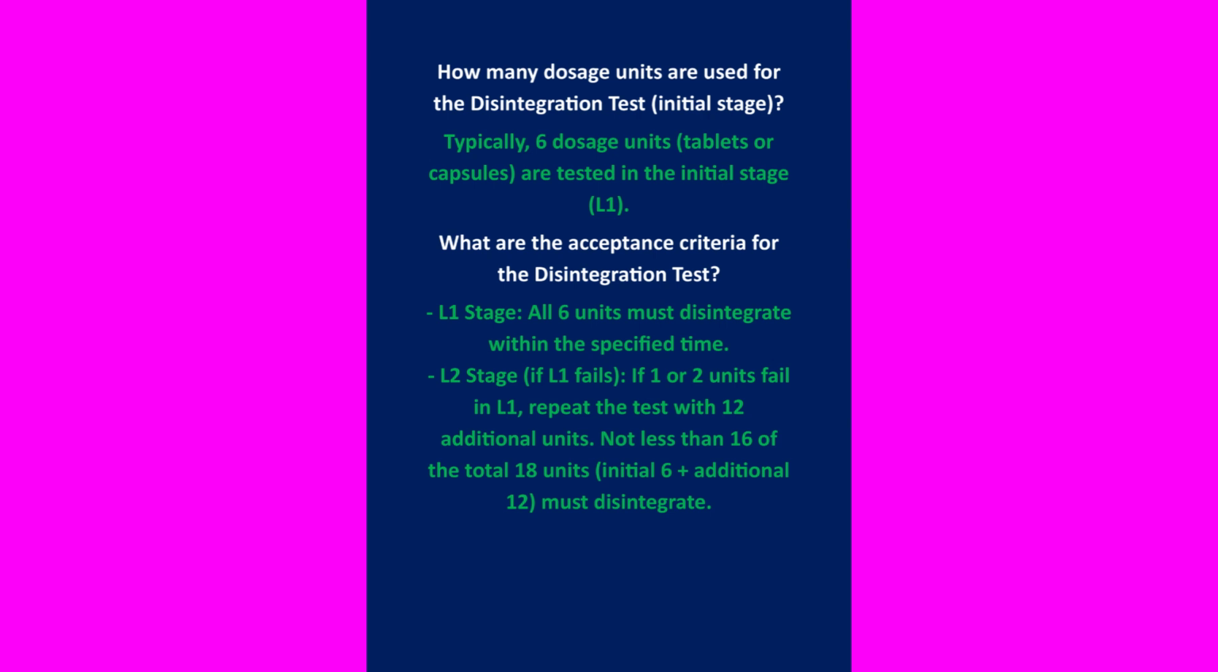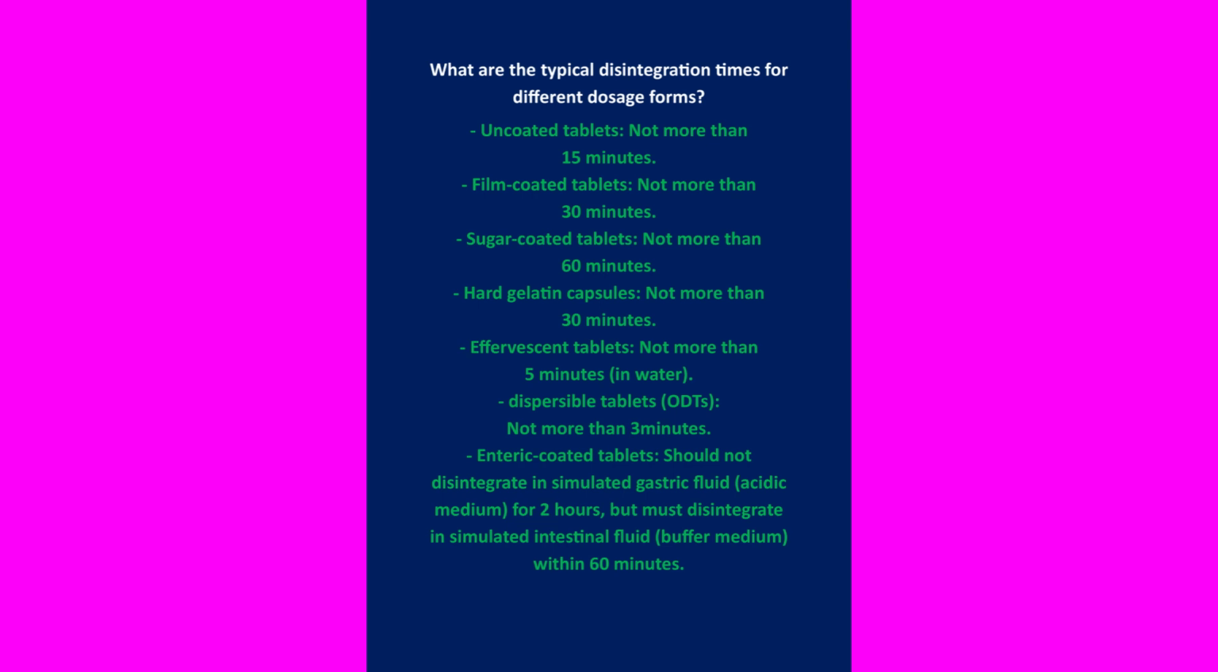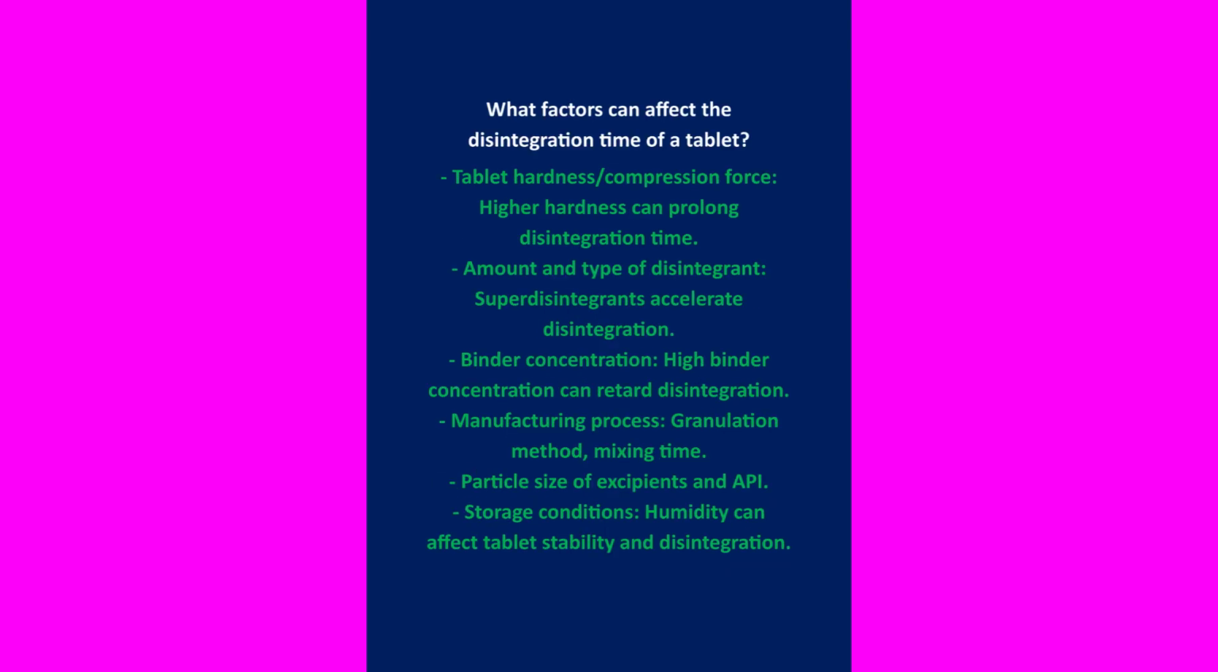How many dosage units are used for the disintegration test? Typically 6 dosage units, tablets or capsules, are tested in the initial stage, which we call L1. What are the acceptance criteria for the disintegration test? L1 stage: all 6 units must disintegrate within the specified time. L2 stage: if L1 fails, with 1 or 2 units failing, repeat the test with 12 additional units; not less than 16 of the total 18 units, that is the initial 6 plus the additional 12, must disintegrate.